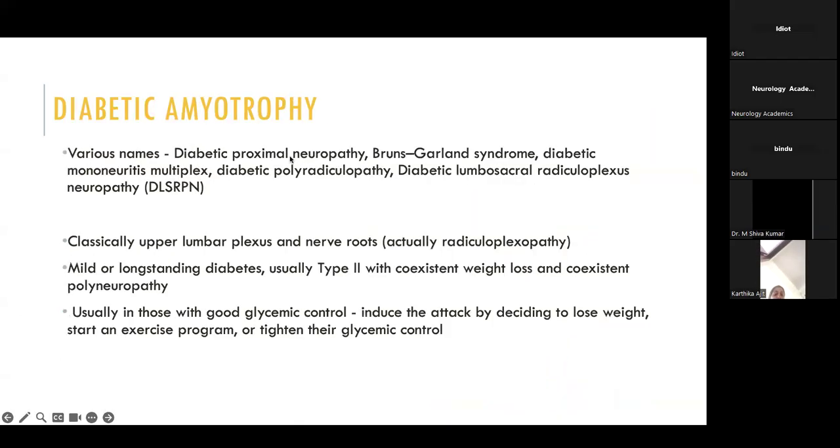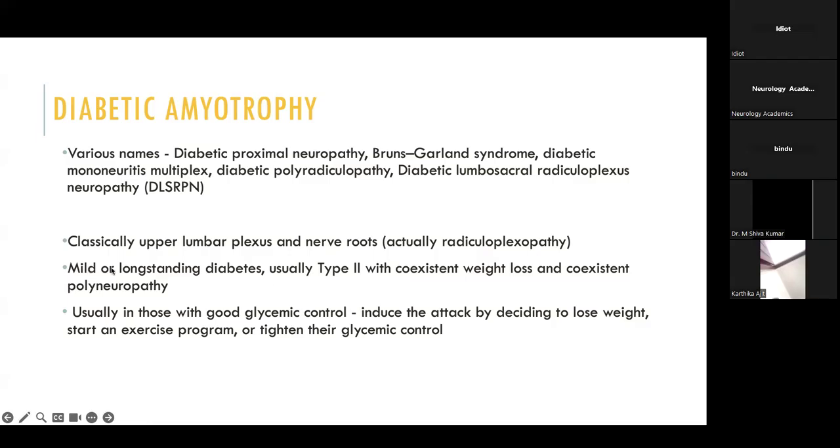Diabetic amyotrophy is also known by various names, like Bruns-Garland syndrome, diabetic lumbosacral radiculoplexoneuropathy, diabetic mononeuritis multiplex, and diabetic proximal neuropathy. All these are names of diabetic amyotrophy. It classically involves the upper lumbar plexus and nerve roots. Actually, in diabetes, radiculoplexopathy is more common than isolated plexopathy.